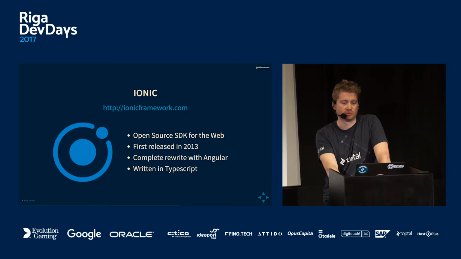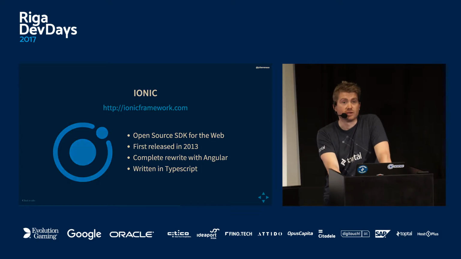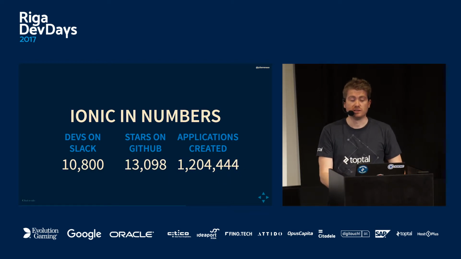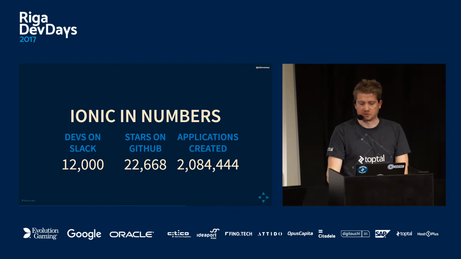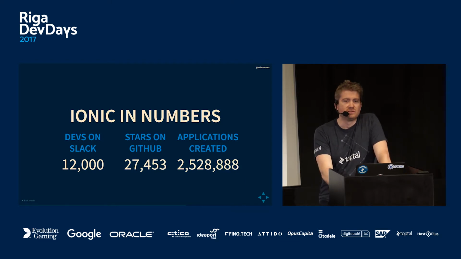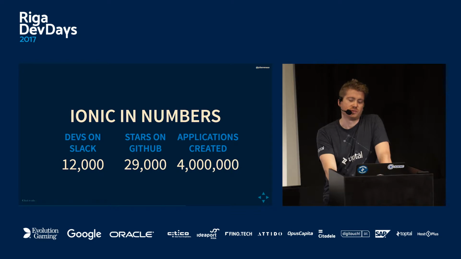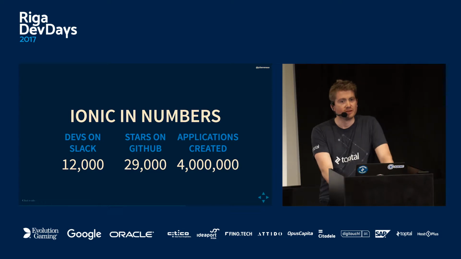So let's see how popular Ionic is. Ionic has a huge community. We are around 12,000 developers on the Ionic worldwide Slack. As you know, the bigger the community is, the easier it is to find good resources, plugins, or even answers to your questions. Ionic is within the top 50 most popular open source projects on GitHub with 29,000 stars. And the official estimated number of applications created with Ionic is 4 million. So as you can see, Ionic is extremely popular and it's not going anywhere.